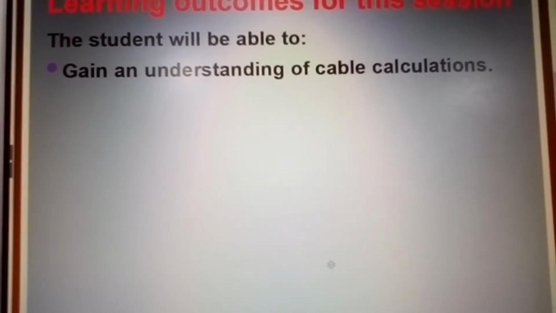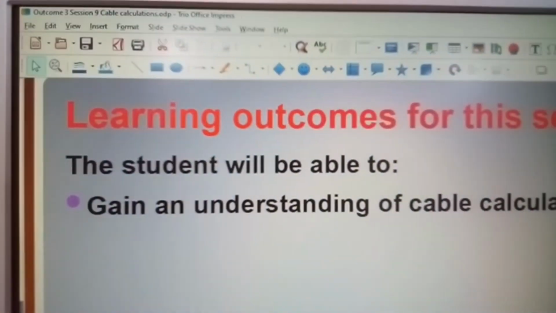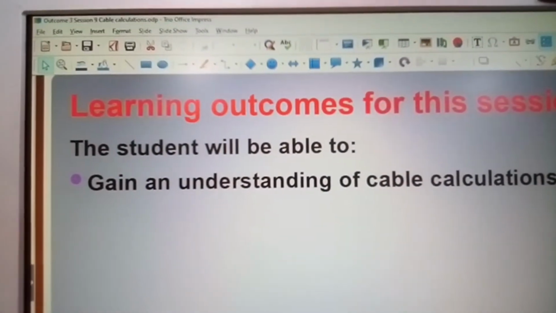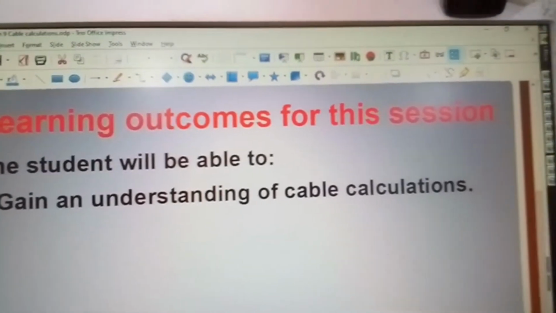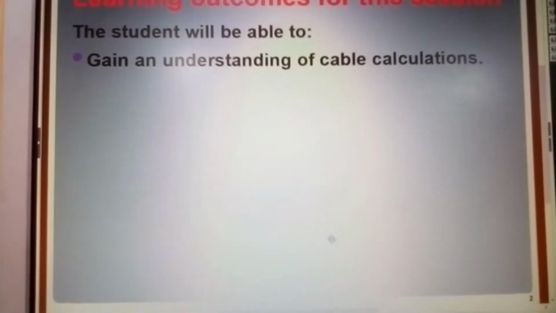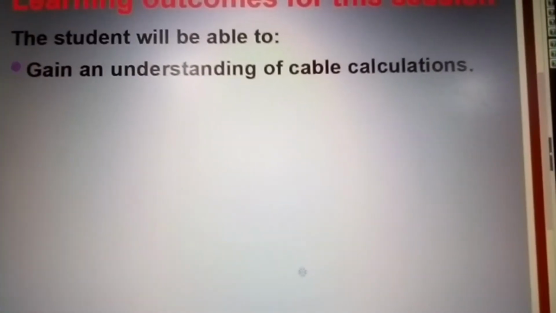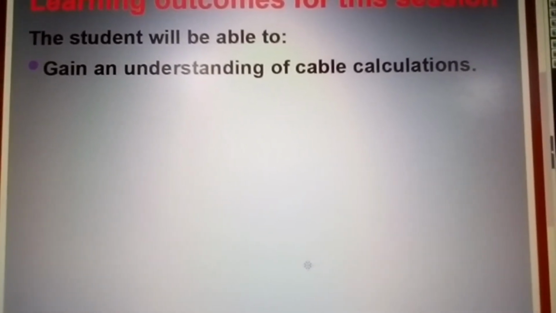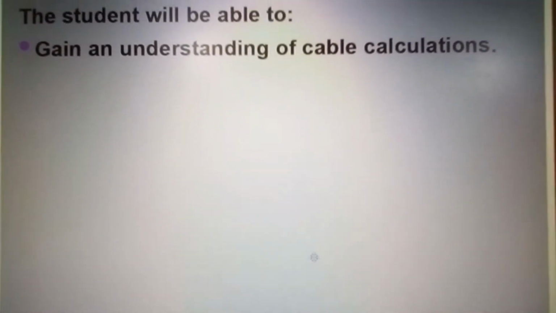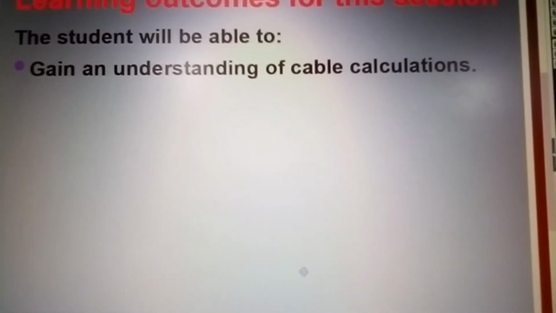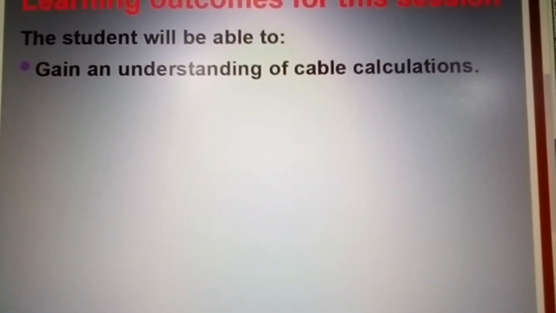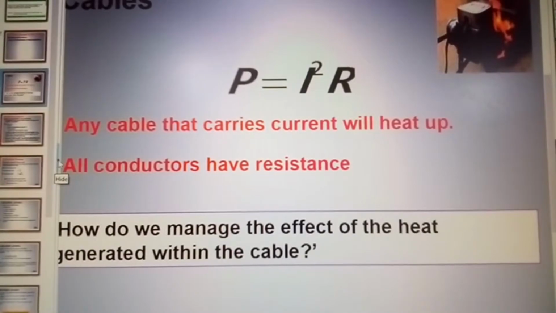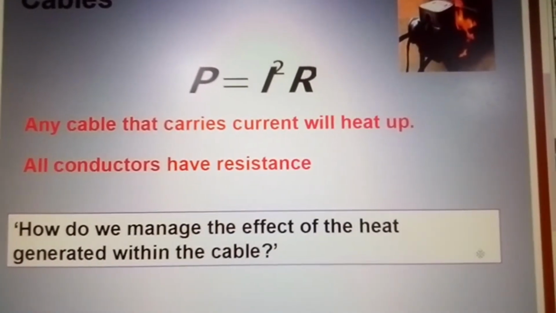Now, learning outcome for this session, okay? The student will be able to gain an understanding of cable calculations. And here we have cables.